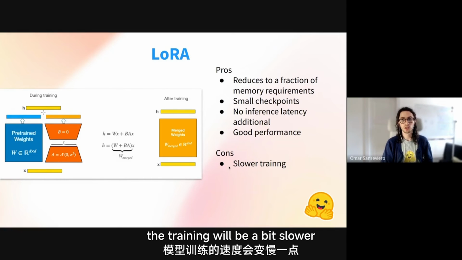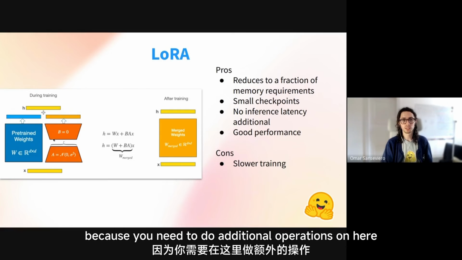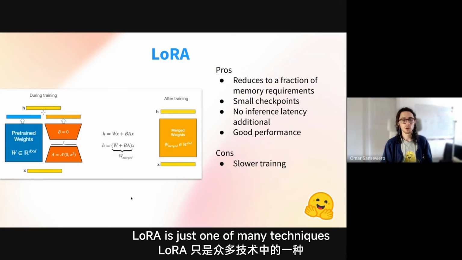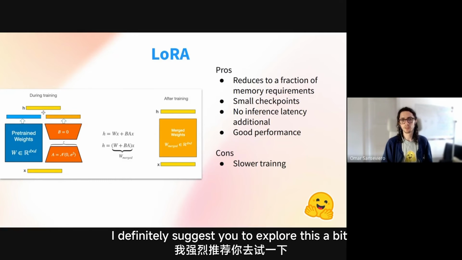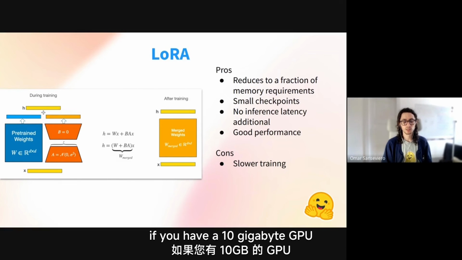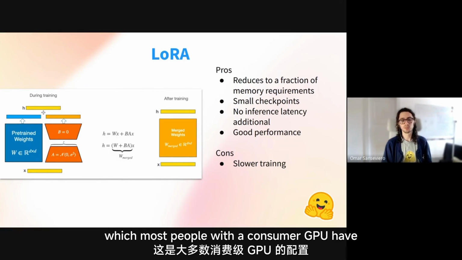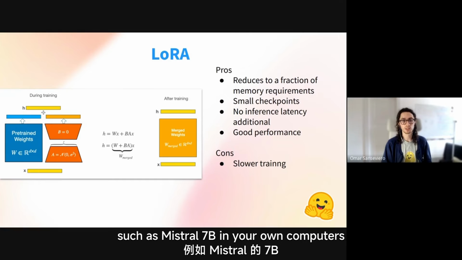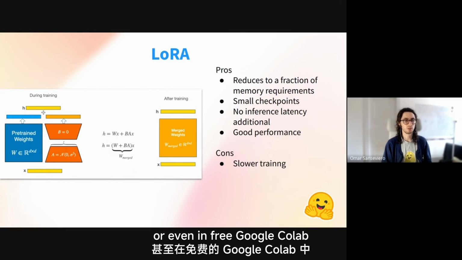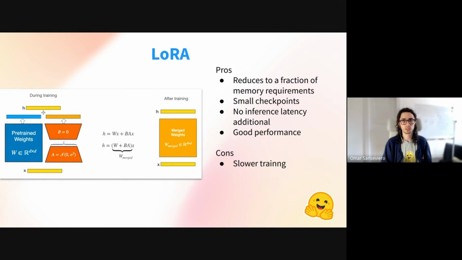On the con side, though, the training will be a bit slower because you need to do additional operations. LoRA is just one of many techniques. LoRA is probably the most popular technique to do PEFT nowadays. So if you haven't done it, I definitely suggest you explore this a bit. So for example, if you have a 10 gigabyte GPU, which most people with a consumer GPU have, you can fine-tune a 7B model, such as Mistral 7B, on your own computer, or even in free Google Colab, or in many of the free different resources to do this.